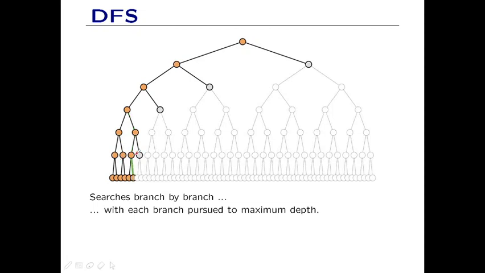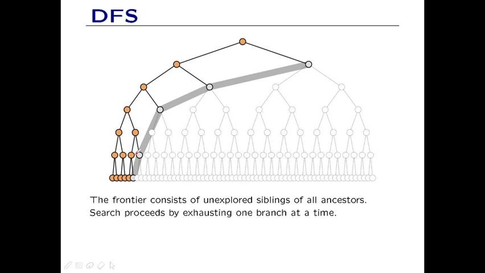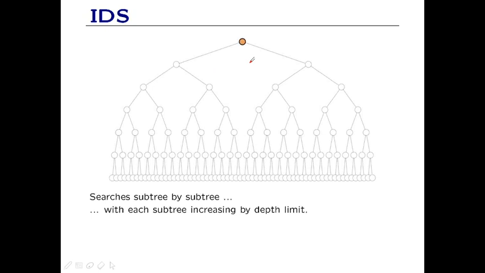That means it's going depth wise. It's going into the maximum depth. It will go to this one again. Now when it has completed all the depths, the frontier consists of unexplored siblings of all ancestors. Search proceeds by exhausting one branch at a time. That means if it sees some branch that has been cancelled, then it goes to the upper one.